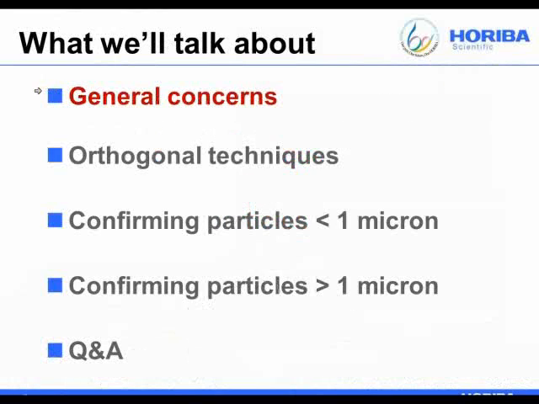So here's a general outline of what we're going to talk about. First off, I'm going to cover some general concerns, just some background information. Then we're going to talk about some of the technologies in today's presentation, and a phrase you'll hear me repeat several times called orthogonal techniques. And that's just a fancy way of saying different techniques that are suitable in the size range and for the sample type you have. And generally, if they give you very similar data, you know it's reliable.